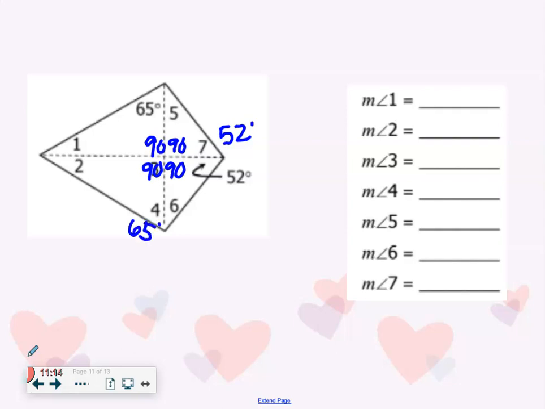And now we just have to subtract, right? From 180 minus 65 minus 90. So 1 and 2 are 25. 25 here. 180 minus 90. And then 5 and 6 are 38. 38.